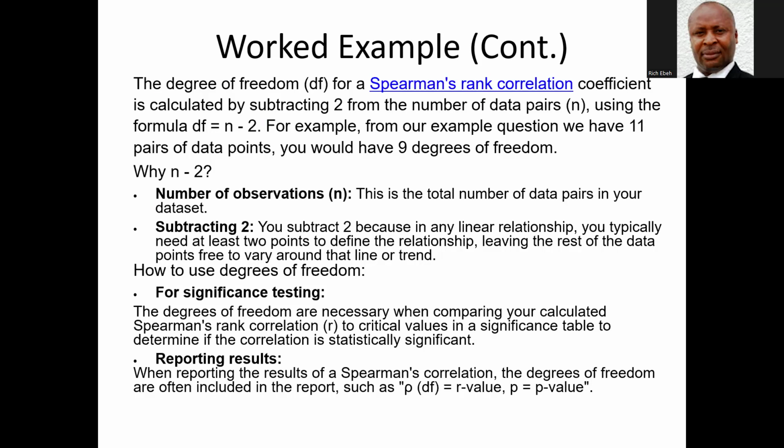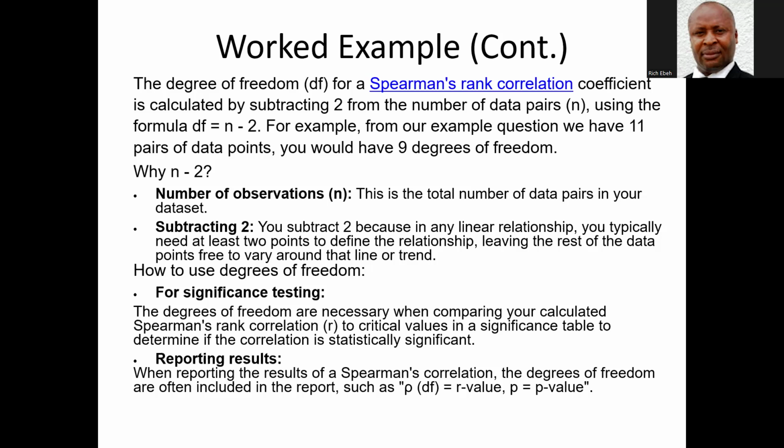Now the next thing is to calculate the degree of freedom. The degree of freedom for a Spearman rank correlation coefficient is calculated by subtracting 2 from the number of data pairs using the formula degree of freedom, df, equal to n minus 2. In our example here, we have 11 pairs of data points. You would have 9 degrees of freedom. If you say 11 minus 2, it's going to give us 9.